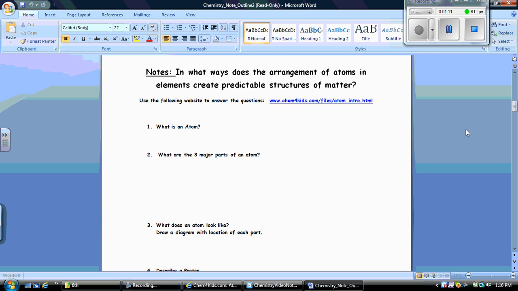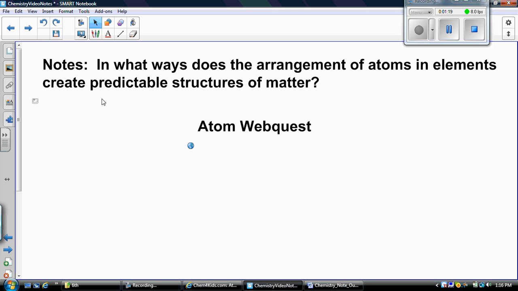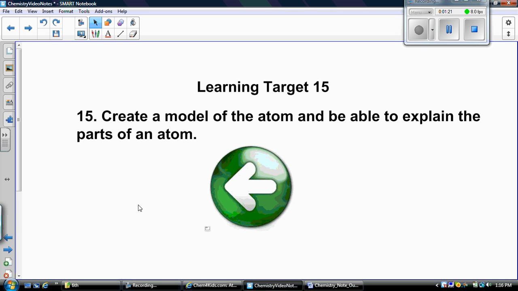Okay, so now you're going in and filling in the notes. So this goes with learning target 15. You should be able to create a model of an atom and be able to explain all the parts of an atom.